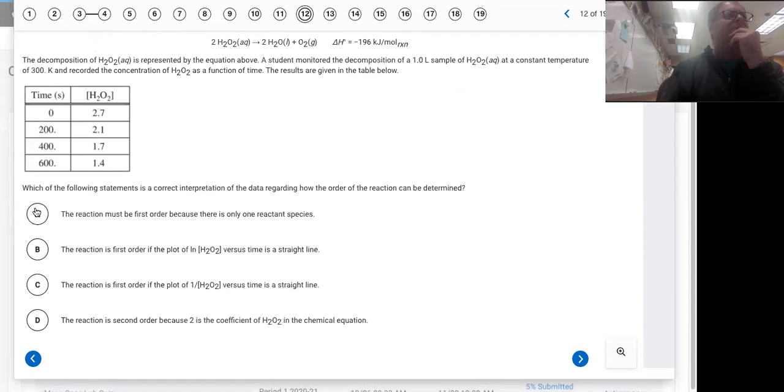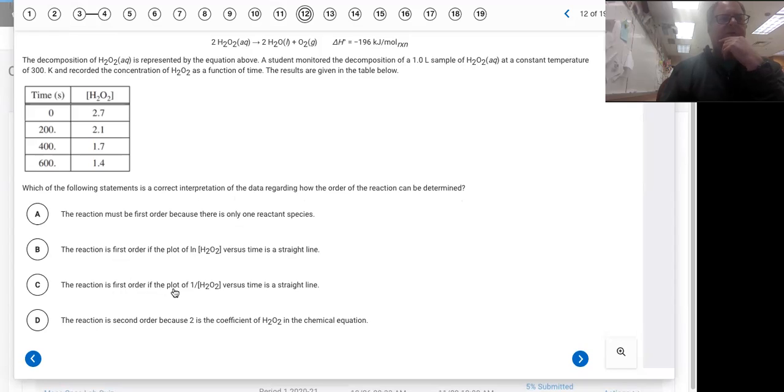All right, so this is a weird one. Which of the following statements is correct about the data? The reaction must be first order because there's only 1 reactant species. That's not necessarily true. It could be second order. The reaction is first order if the plot of ln versus time is a straight line. What a weird question. Let's go through the rest.